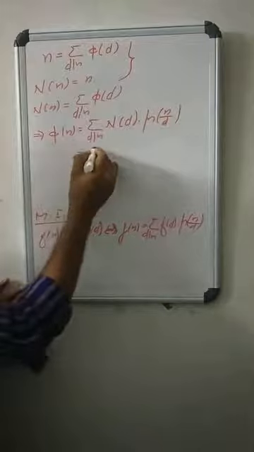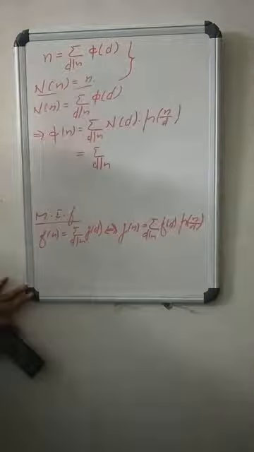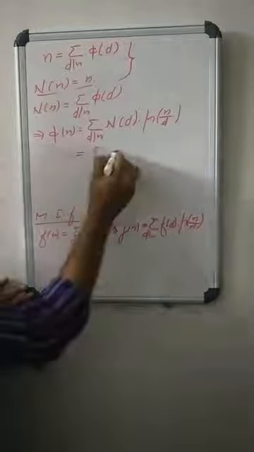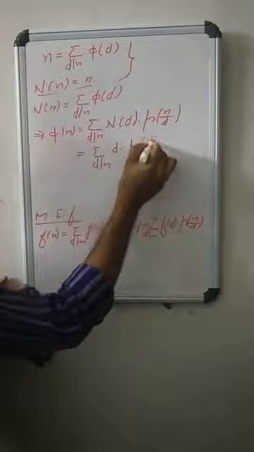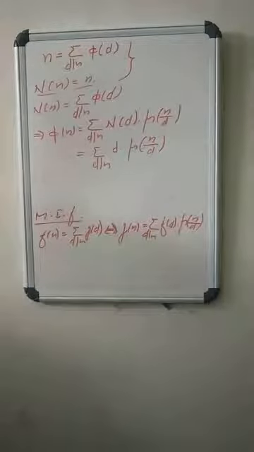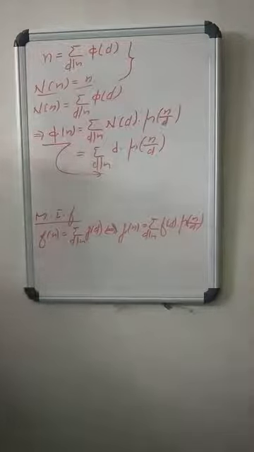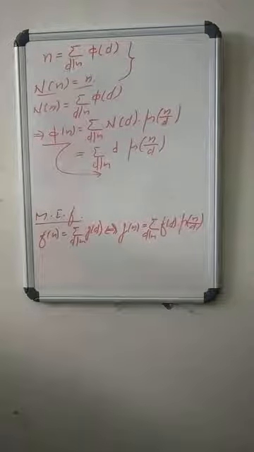That equals sigma over d divides n. What is N of n? N of n equals n. So what is N of d? It is d. So d into mu of n by d. Means phi of n equals sum of d into mu of n by d. So this is another result: phi of n equals sigma over d divides n, d into mu of n by d.